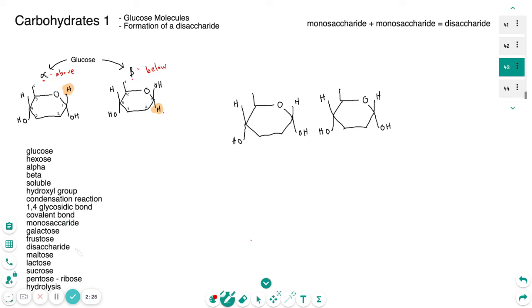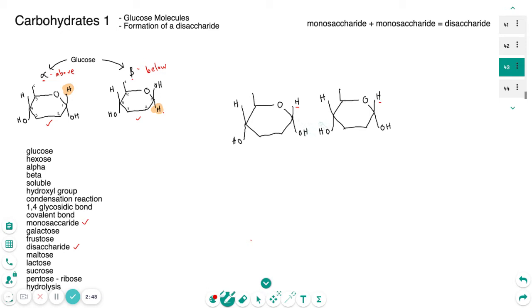A disaccharide is 2 monosaccharides put together. So there's one glucose monosaccharide and another monosaccharide. If you put 2 together, you're going to get a disaccharide. I'm going to show you how that happens. These are 2 alpha glucose, and we can see that because the H is above here, the H is above here, and everything else is the same.